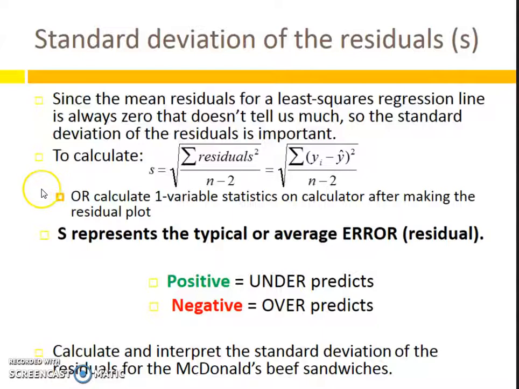Okay? Now, how would you interpret it? Here's where it gets a little tricky. S, my standard deviation, represents the typical or average error for a residual. Okay? So remember, positive residuals, we've underpredicted. Negative residuals, we've overpredicted, because it's the actual value minus the predicted value. Okay? So let's go ahead, still using our McDonald's beef fat and carb example, and calculate and interpret the standard deviation of the residuals for that.